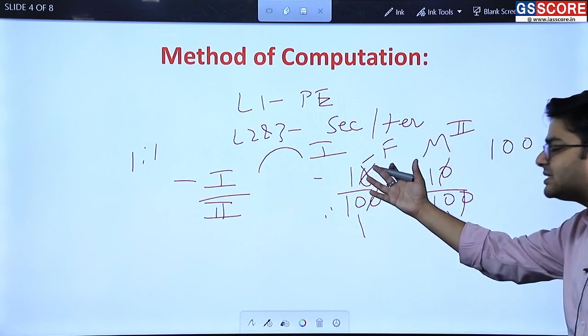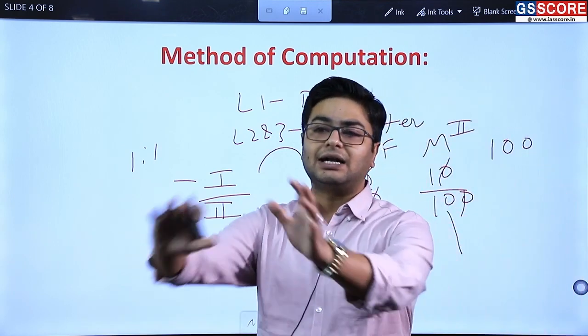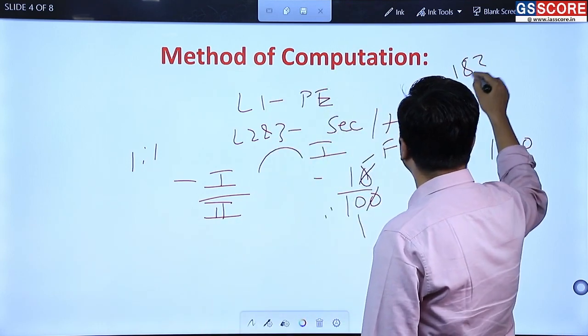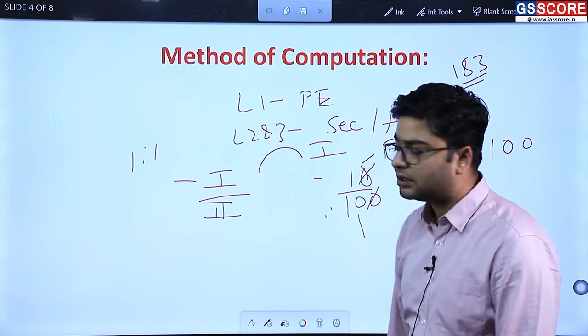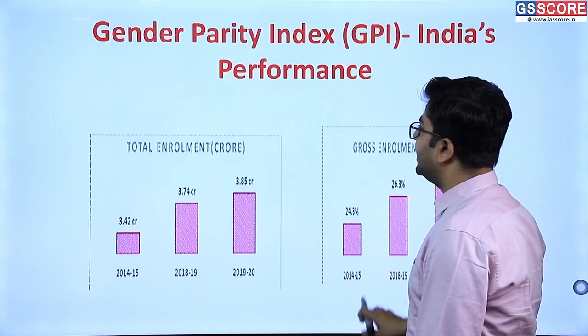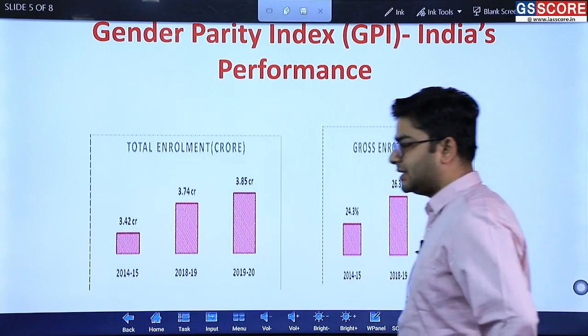Though it may seem fairly simple, the normalization exercise and the other things and collection of data for around 183 countries is a mammoth task. Now, let us look at the gender parity index and India's performance in it.